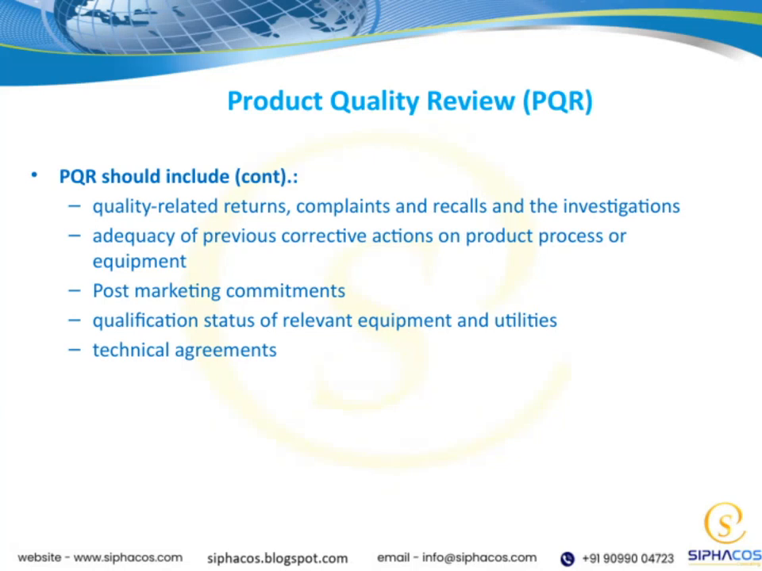Let's continue with some important aspects that PQR should include. First, we need to look at quality-related returns, complaints, and recalls, along with the investigations conducted around them. These elements give us insight into how well the product is performing in the real world and help identify areas for improvement. Next, we should assess the adequacy of previous corrective actions taken on the product, process, or equipment.